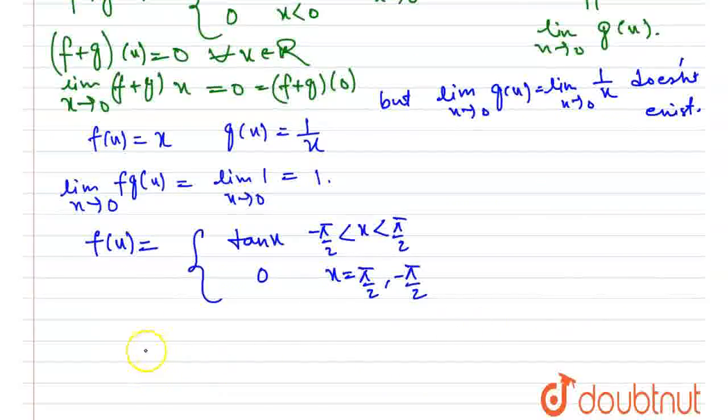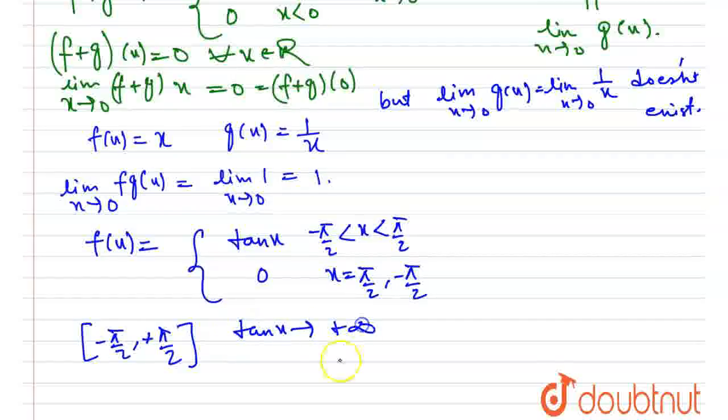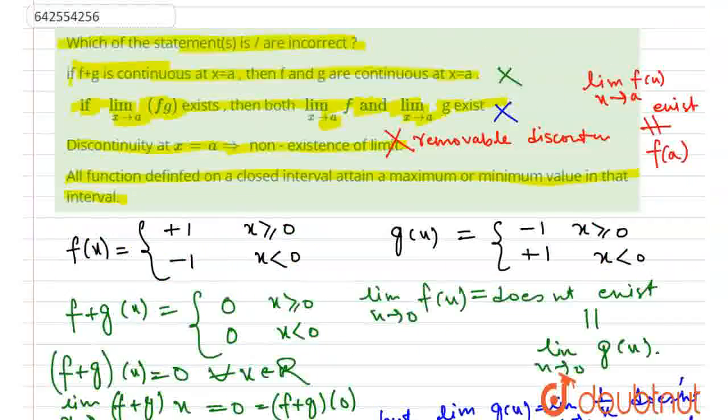So in that case, in the entire interval minus pi by 2 to plus pi by 2, now we know as x approaches pi by 2, tan x goes to plus infinity, and as x approaches minus pi by 2, tan x goes to minus infinity. Therefore, there is not even a maximum or a minimum attained on this interval. So the last statement is also not true.